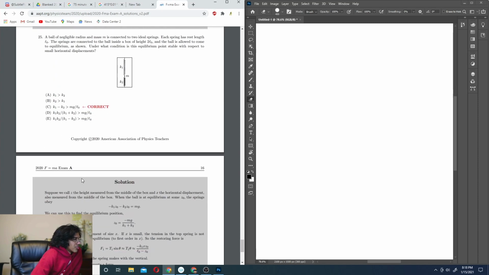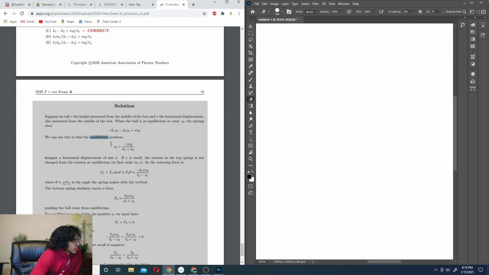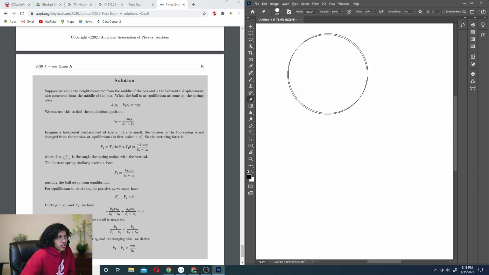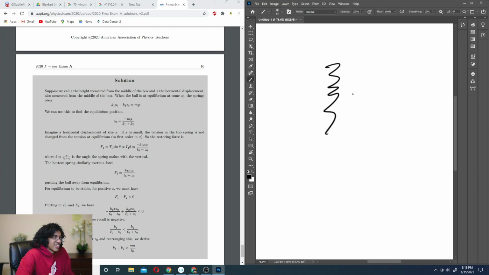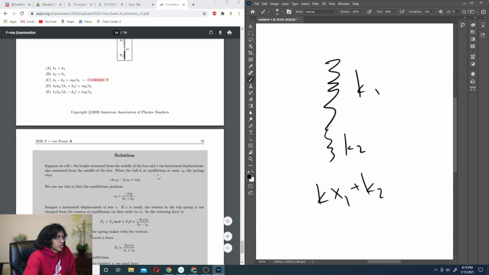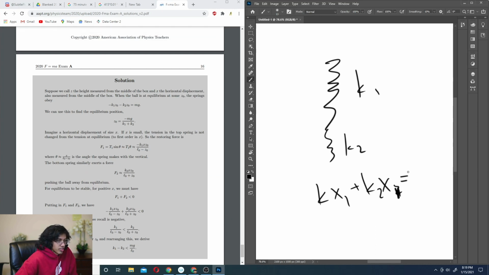All right, then this one. If you have the height measured from the middle of the box, okay, that makes sense. So basically, you have your two springs, and you say this is K1, this is K2. Then essentially you have K1 x1 plus K2 x2, assuming they both have length L. We can just say x, or they call it d in the solution, is equal to mg, right?